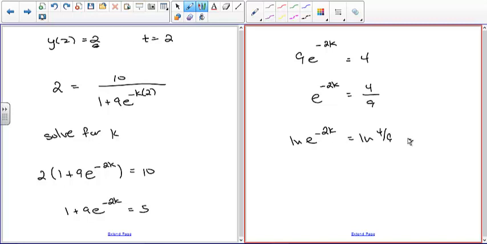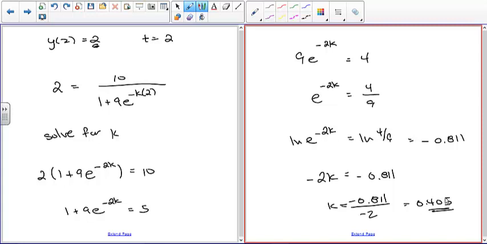So the natural log of 4/9 is negative 0.811. And what we have over here is negative 2k. So negative 2k is equal to negative 0.811, divided by negative 2. And you get 0.405. So that gives you k.